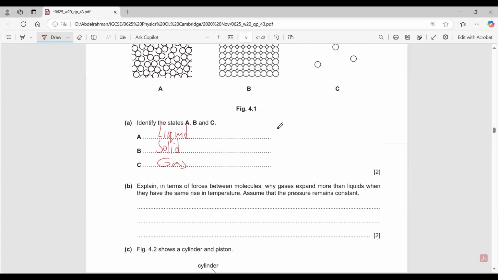Okay, whatever. Why do gases expand more than liquids? Two things. You have to talk about the forces and you have to talk about the distances. What are the forces between the molecules in a gas? Forces in the gas is much weaker. So the forces between molecules in gas is weaker, and the distances between molecules in gas is much larger.